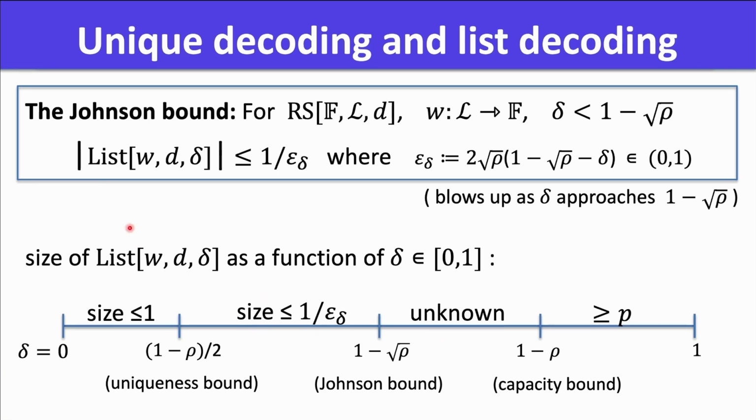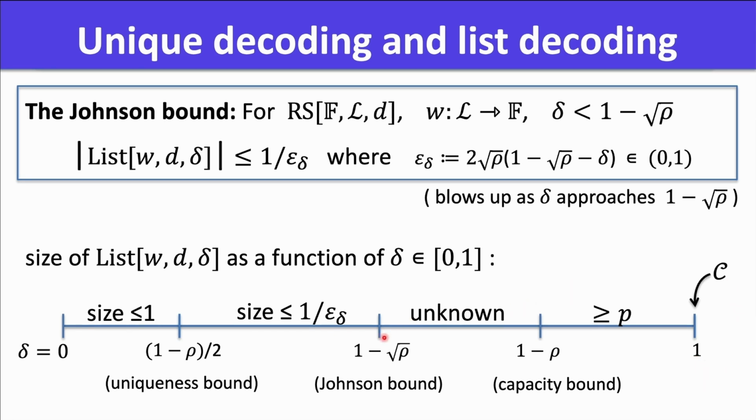You can ask, how does the size of the list behave when delta is between the Johnson bound and the capacity bound? And it's interesting that this is actually an open question. It's really unknown. I'll say more about that in a minute. But we know that above the capacity bound, 1 minus rho, remember 1 minus rho is about mu, the minimum distance of the code, the list becomes exponentially big. And in particular, when delta is equal to 1, the list becomes the entire code.